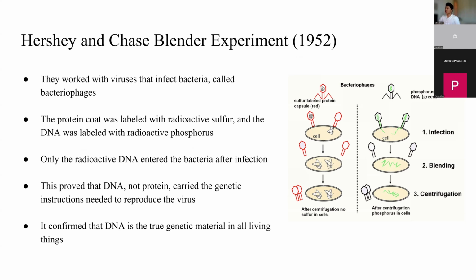And that's when Hershey and Chase came in 1952. They worked with bacteriophages, viruses that are able to infect bacteria. What is known about these is that they tend to inject their own genetic material into a cell. So what these guys did was trace the protein with radioactive sulfur and the DNA with radioactive phosphorus.